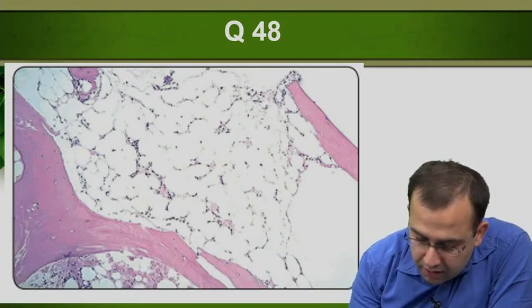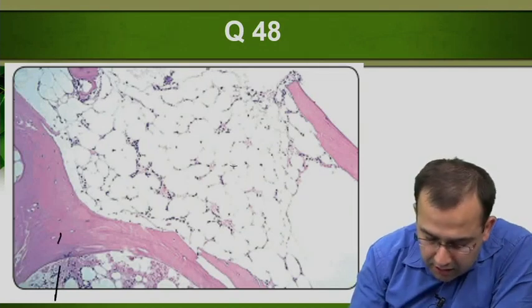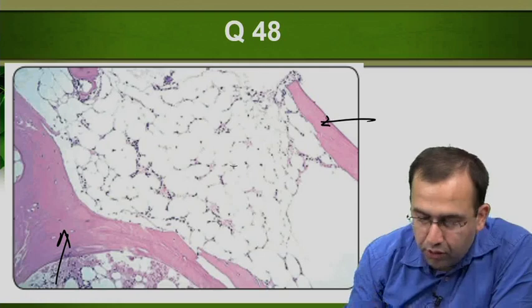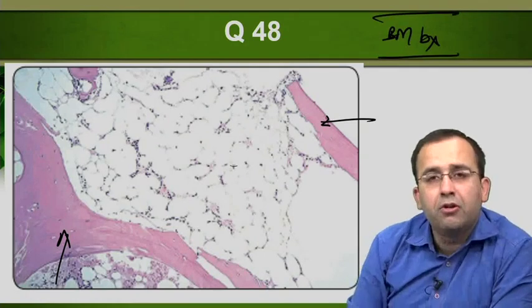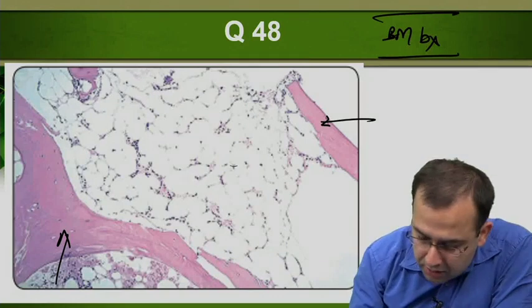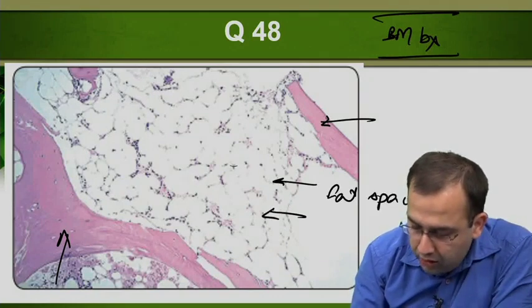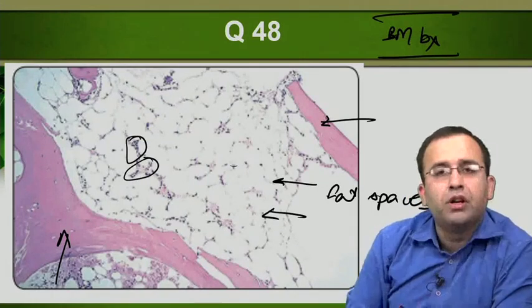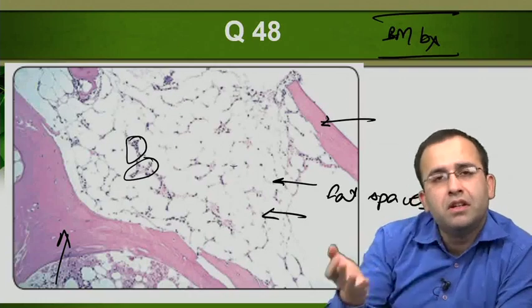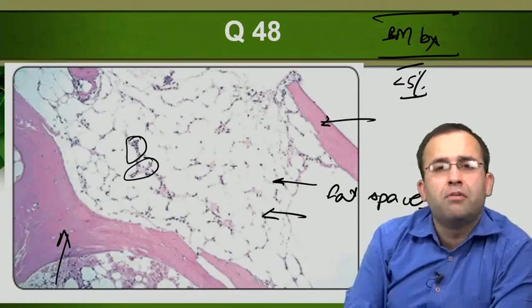Look, firstly, when you confused it with lung, you thought these are the normal alveoli. If this is the alveoli, then what about this? No? This is bone. So this is a bone marrow biopsy, showing the presence of numerous fat spaces. All this is fat with presence of few hematopoietic cells. If I have to give the percentage of hematopoietic cells, this would be less than 5%.